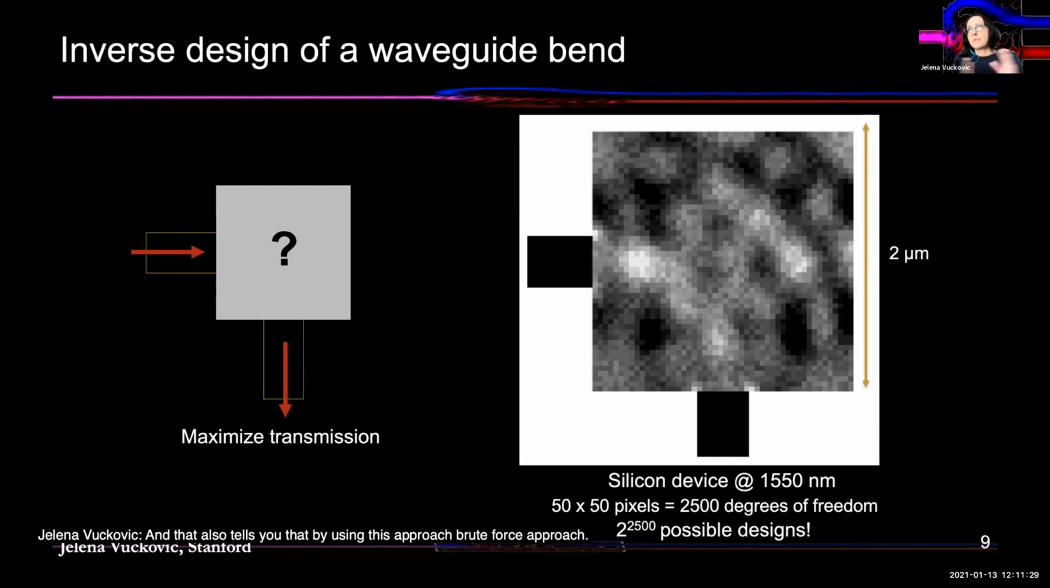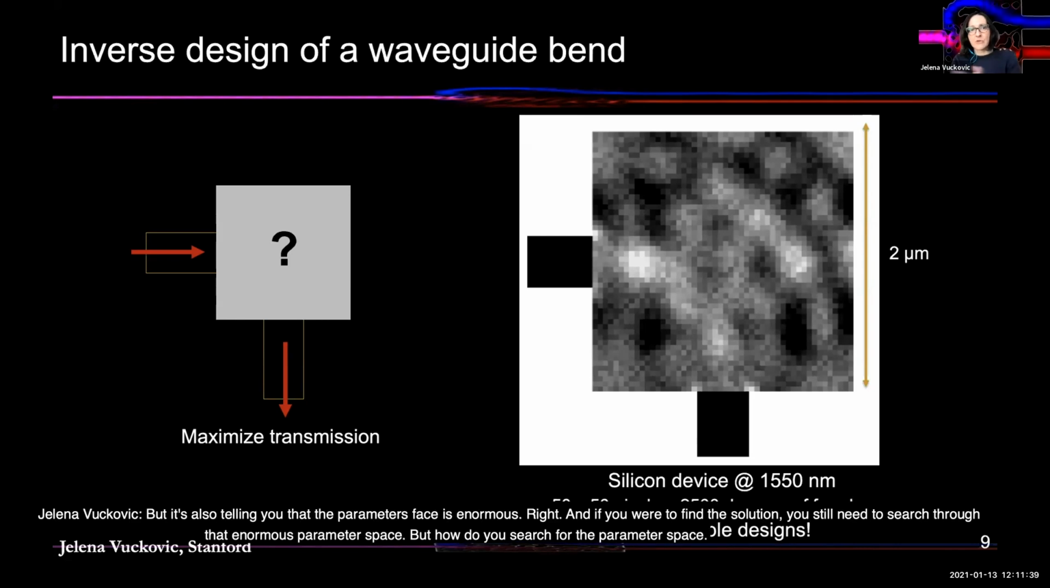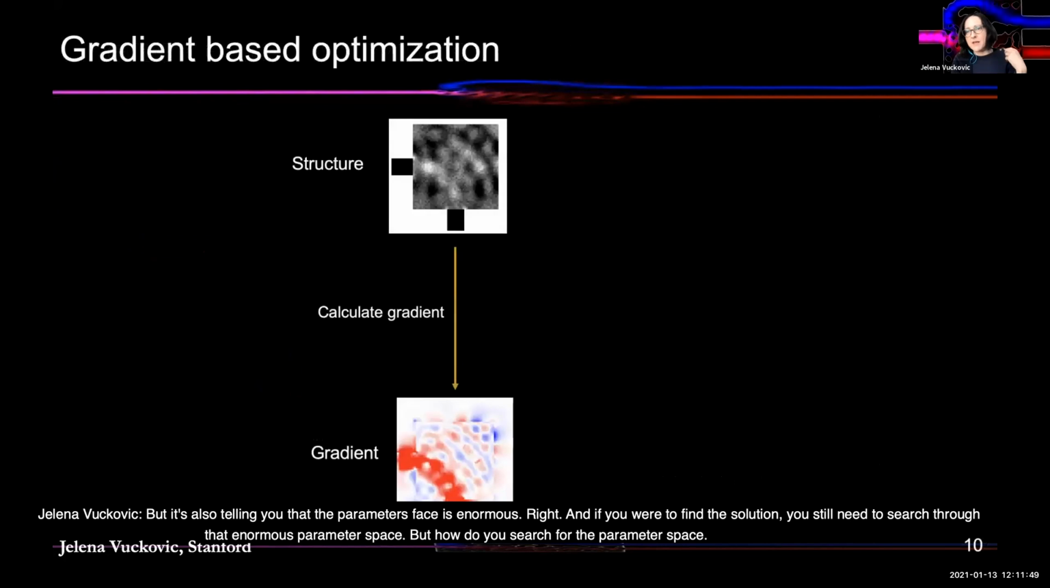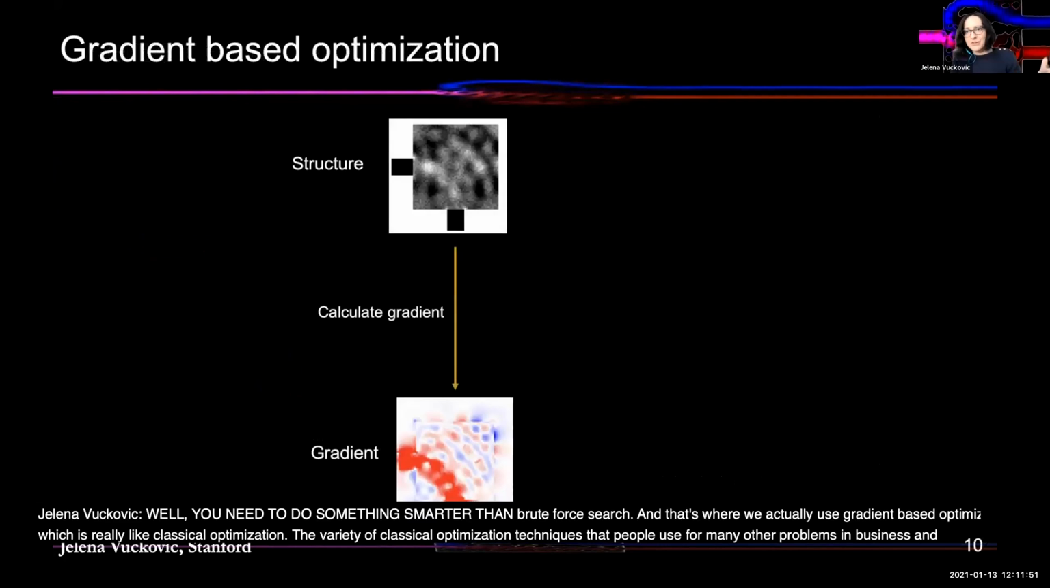And that also tells you that by using this brute force approach, even for very simple devices, unless you're extremely lucky, you're not going to find the solution that works. But it's also telling you that the parameter space is enormous, right? And if you were to find the solution, you still need to search through that enormous parameter space. But how do you search through the parameter space? Well, you need to do something smarter than brute force search.